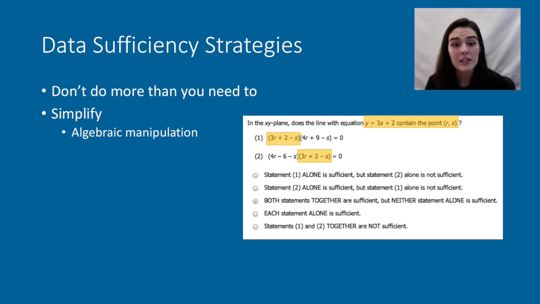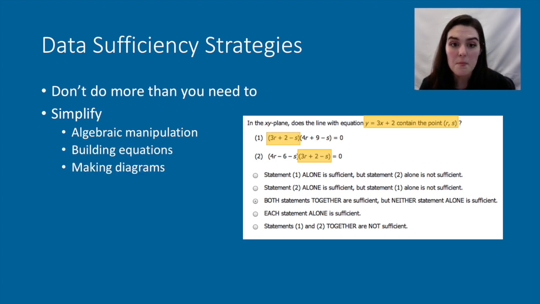So there are also other ways that we can simplify. If we don't have algebra to manipulate here, we might also build equations. Now this is absolutely critical in problems that deal with word problems, right? If we're given a bunch of sentences that contain math, we're going to want to translate that English into math that we can then use on our own paper, plug values into, maybe manipulate further. And that helps us to do work on our scratch paper rather than doing it all in our head.